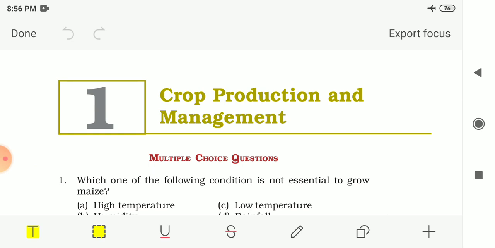In that, first is preparation of soil, then sowing, adding manure and fertilizers, irrigation, protecting from weeds, harvesting and storage. These are the steps for crop production. The preparation of the soil is the first step before growing the crop, and the process of loosening and turning of the soil is called tilling or ploughing, and this is done by using a plough.